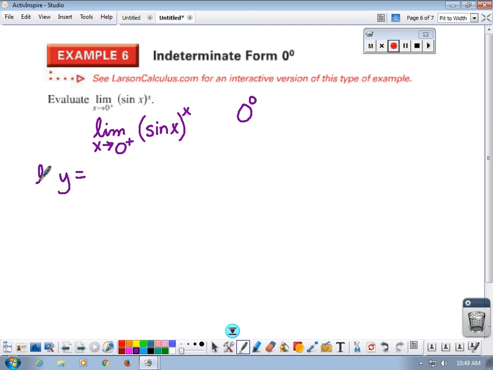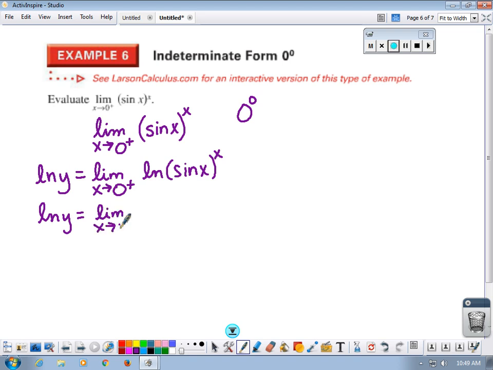And let's go ahead and at the same time take the natural log of both sides. So the limit as x approaches 0 from the right would be ln of sine x to the x. So ln y equals the limit as x approaches 0 from the right, bring down your x, times natural log of sine x.